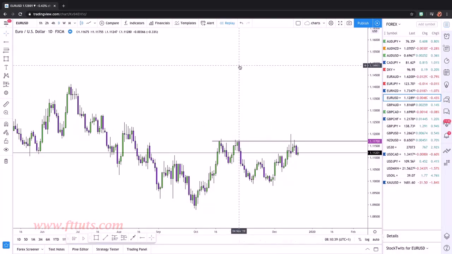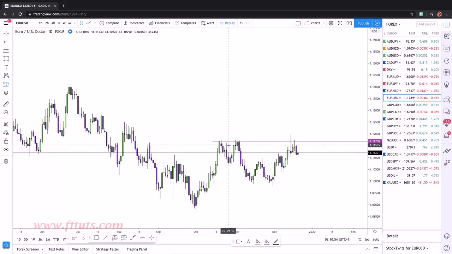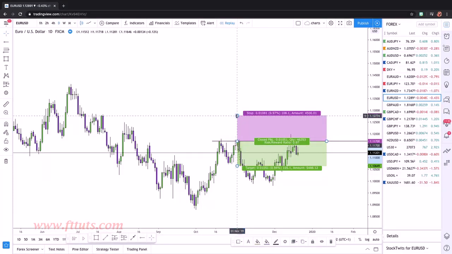So we have 1.11700. Okay, so we have a double top here. Immediately we can be like, okay, price respected the 1.11700. So then we can take a short. You can enter a limit order if you want, whatever you want to do, at 1.1170, and then your stop loss below.